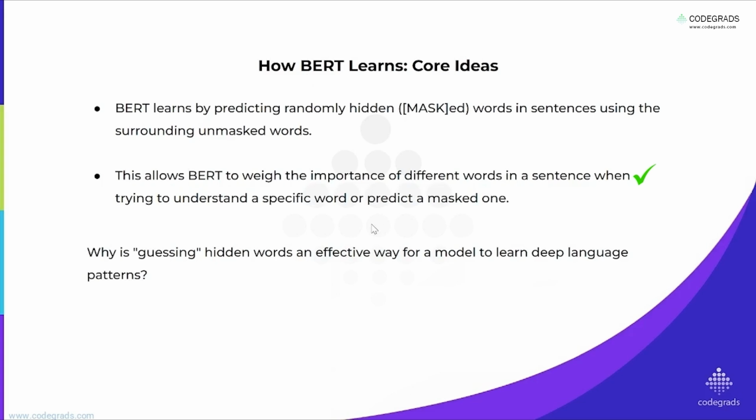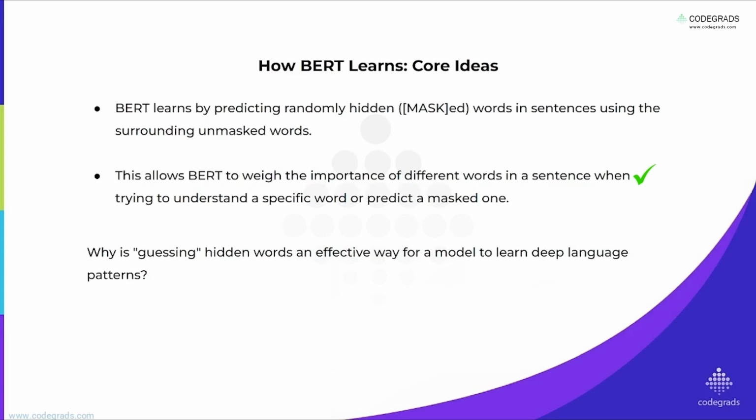Whenever we learn from both directions, we understand the importance of each word. If we are considering a special word, by this we can weigh the importance, or add importance, to the specific word with regard to the context words or the surrounding words in the sentence. And we can also predict the masked one: if a particular word is masked, then we can predict it. So this is the working, or basically how BERT learns.